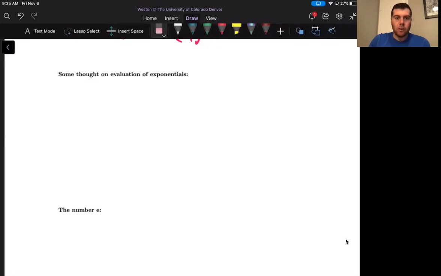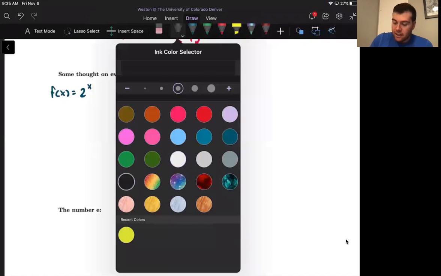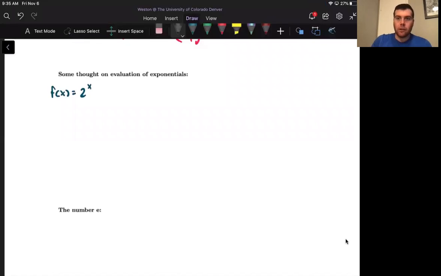Hey, welcome to a continuation on our discussion about exponentials. So I first wanted to start off this video talking about evaluation of exponentials. So let's say we have the function f of x equals 2 to the x. Now, there's a whole bunch of values that we would have no trouble evaluating this at.